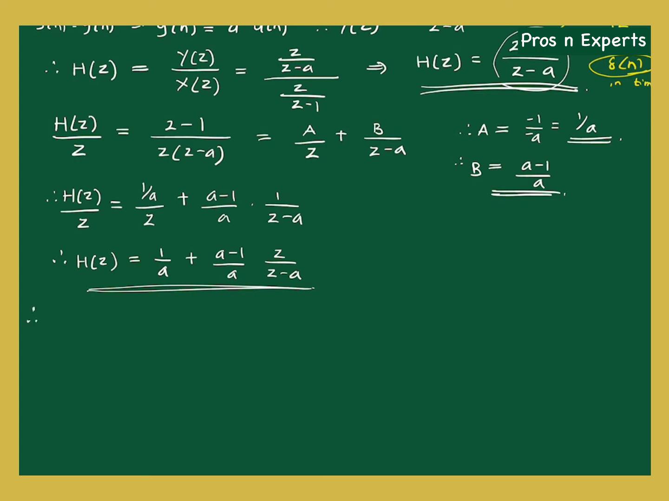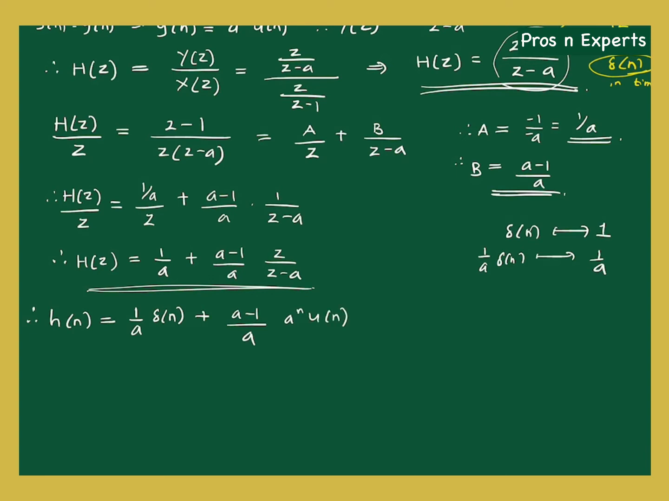Therefore, taking the inverse transform, h of n is equal to, what is the inverse transform of 1 by a? What is the inverse transform of 1? You can always know delta of n gives the z transform as 1. So 1 by a into delta of n will always give you 1 by a. So the inverse transform of 1 by a will give you 1 by a into delta of n. Plus (a minus 1) by a into, what is the inverse z transform of z by (z minus a)? It is a raised to n u of n.